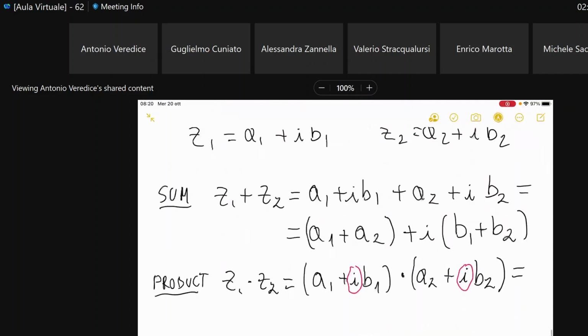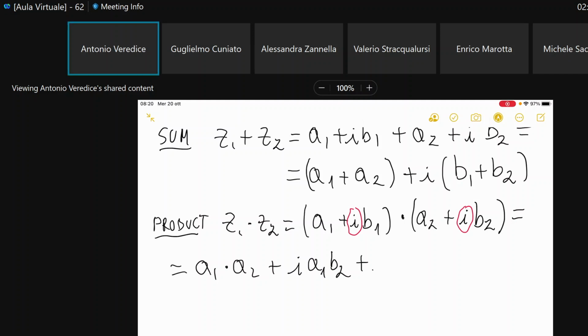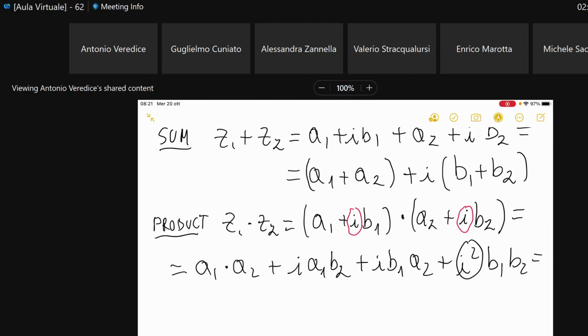So you can try it by yourself. Computing the product of two numbers, you get A1 times A2, plus A1 times iB2, plus iB1 times A2, plus i squared B1 B2. Since i squared is -1, the last one turns out to be a real number.